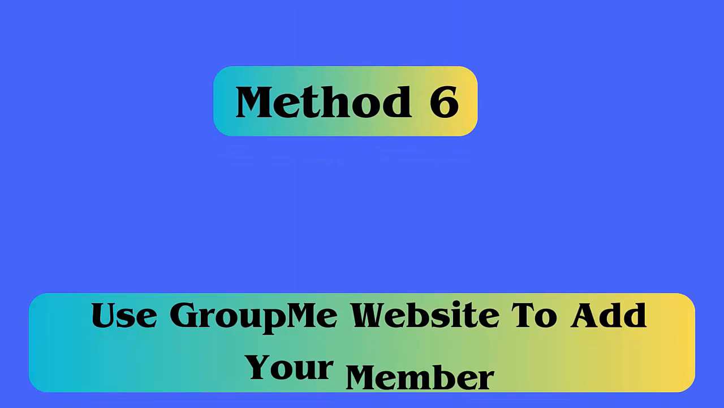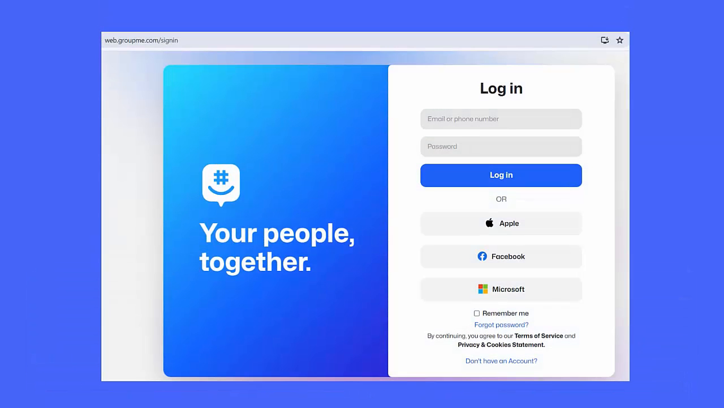Method 6. Use GroupMe website to add your member. Follow the steps. First, open web browser, open GroupMe web address. Next, log into your account, go to Chats option. Then, go to Group tab to add your member, find and tap on the Add Members option.